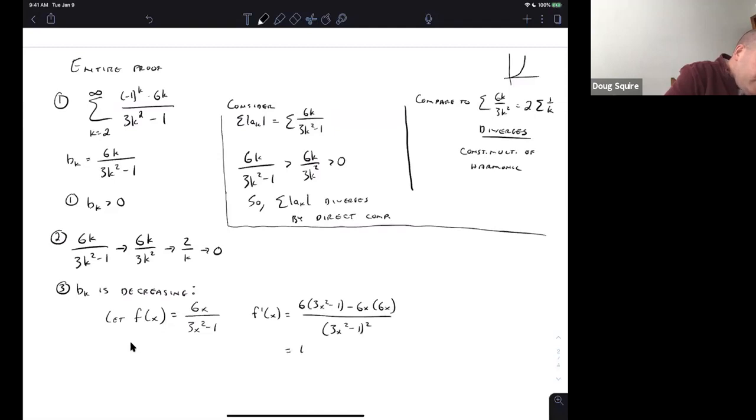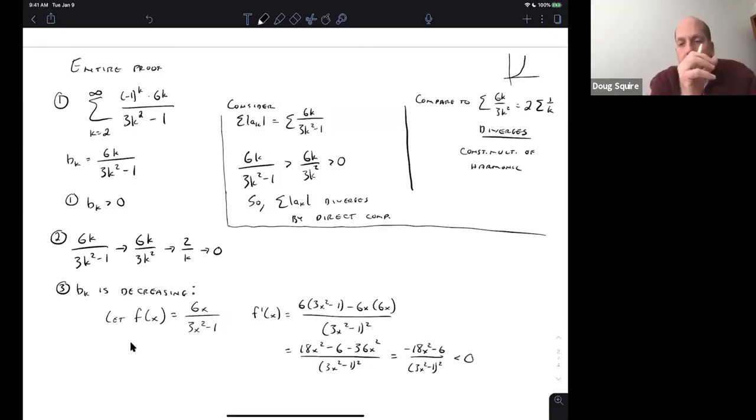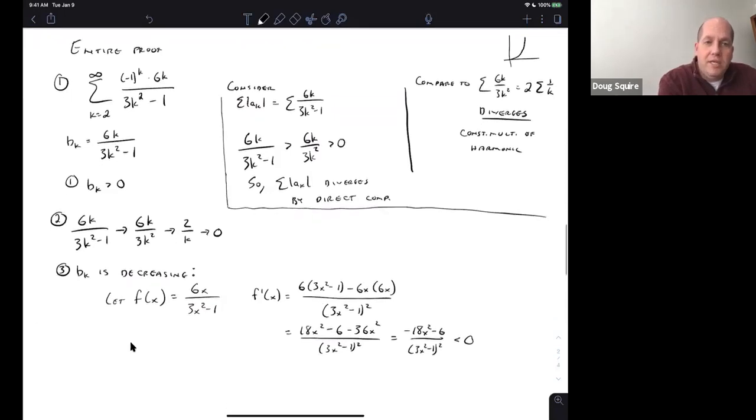And so that's 18x squared minus 6 minus 36x squared over 3x squared minus 1 squared. That's negative 18x squared minus 6 over 3x squared minus 1 squared. That's less than 0 because the bottom is squared, so it's positive. Negative 18x squared is for sure negative because x squared is positive when you're going from 2 to infinity. And then you're subtracting 6, that's negative. So you have a negative divided by a positive, which is negative. That's a proof that b_k is decreasing.